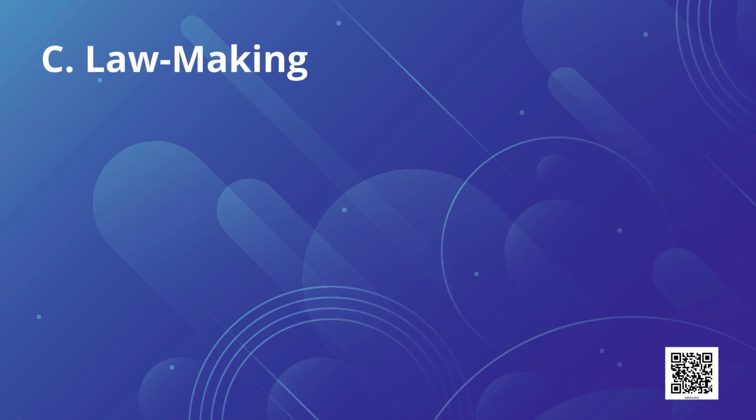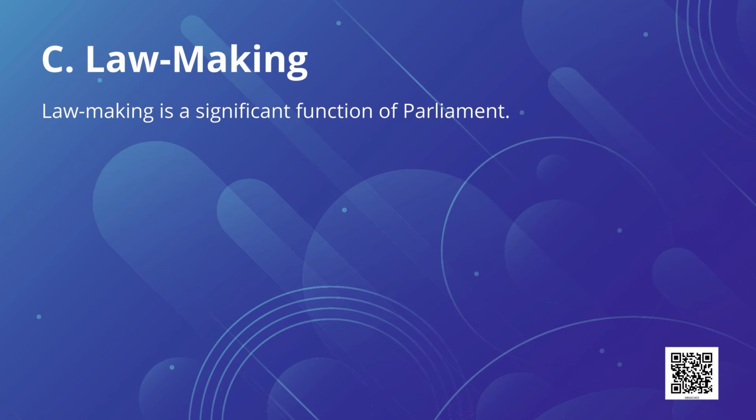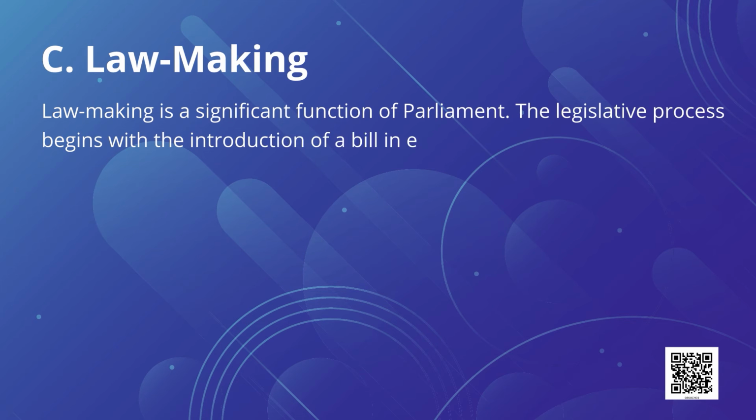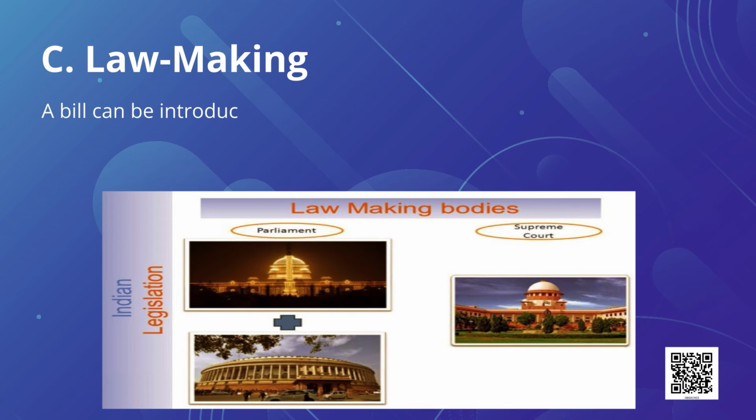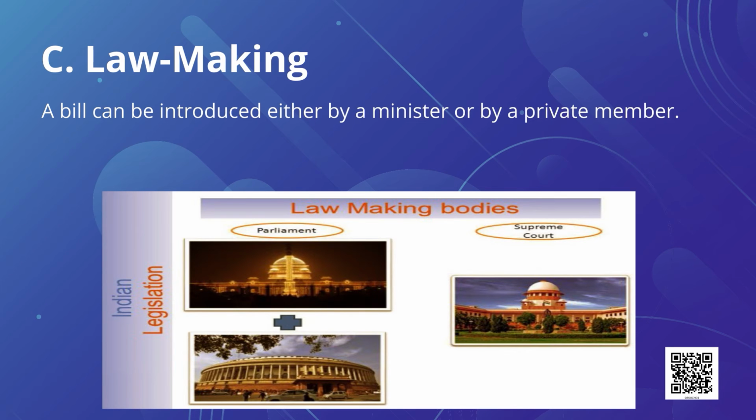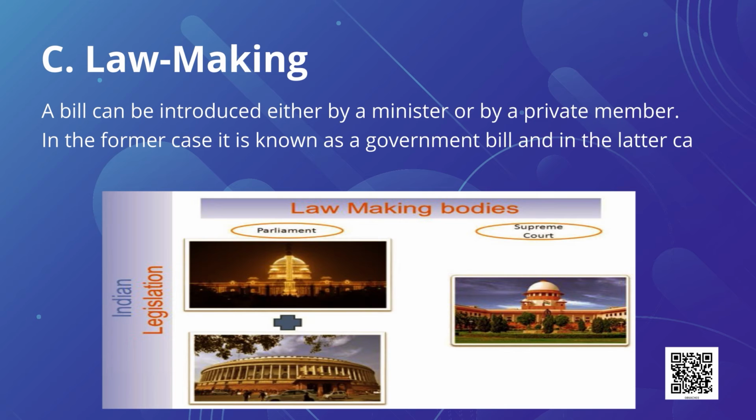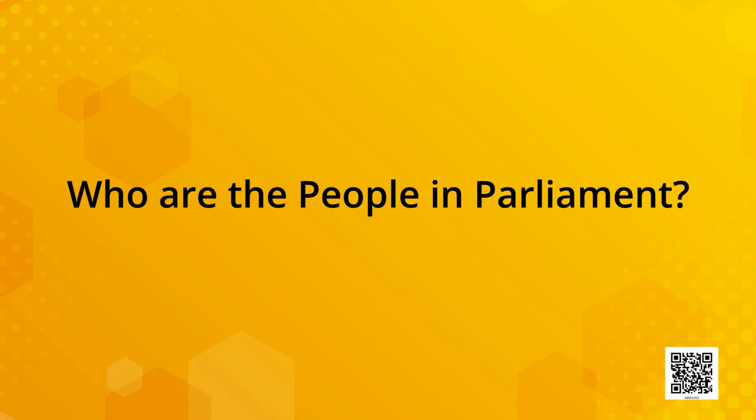Number 3, lawmaking. Lawmaking is a significant function of Parliament. The legislative process begins with the introduction of a bill in either house of Parliament, that is the Lok Sabha or the Rajya Sabha. A bill can be introduced either by a minister or by a private member. In the former case, it is known as a government bill, and in the latter case, it is known as a private member's bill. Students, who are the people in Parliament?